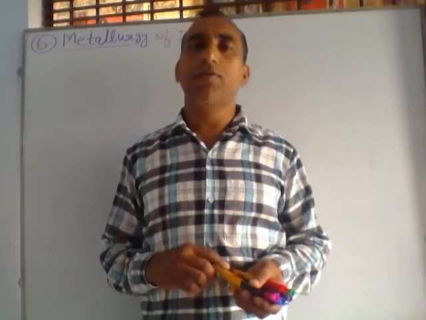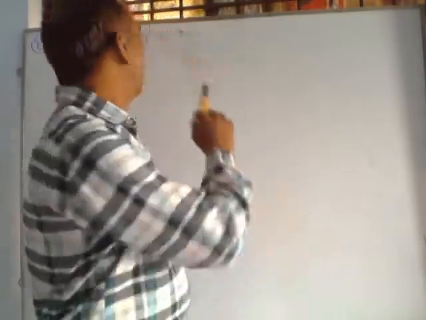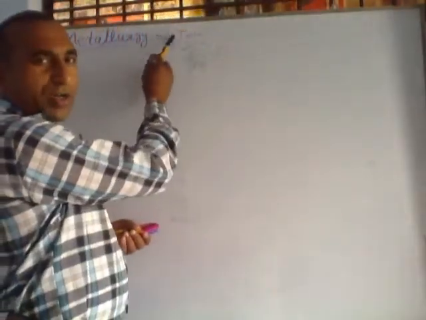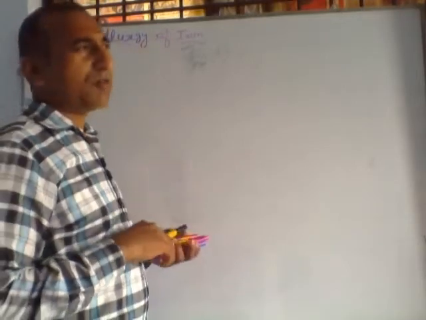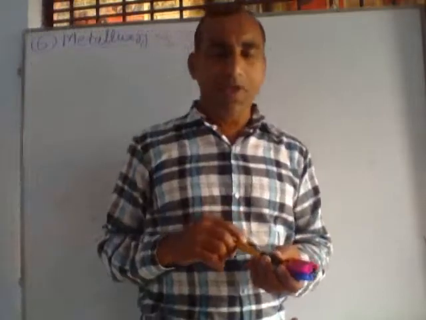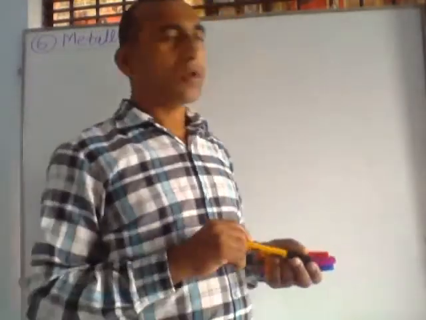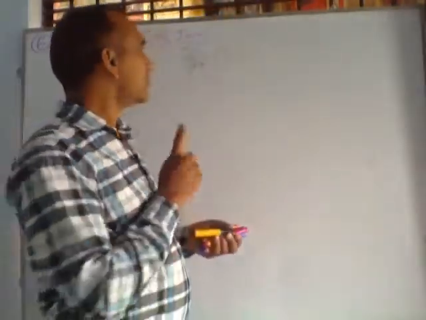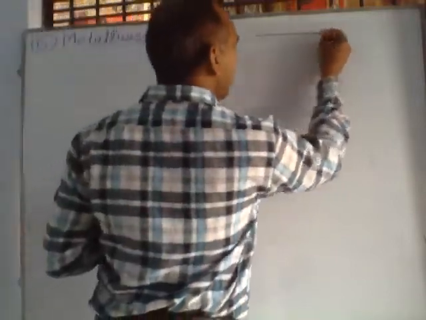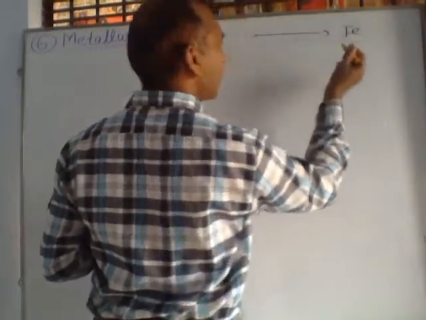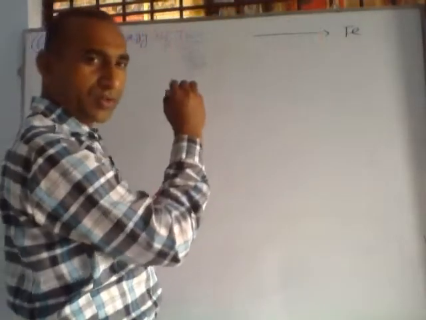Myself S.K. Rajput, and today we will learn metallurgy of iron from chapter 6. Metallurgy means general principle and procedure of isolation of elements. So, the topic is how we can extract crude iron from its ore.